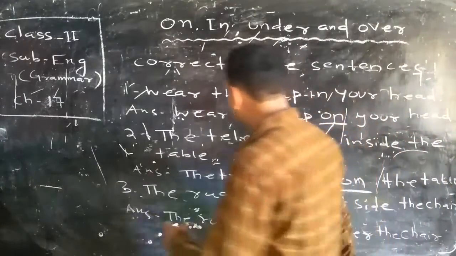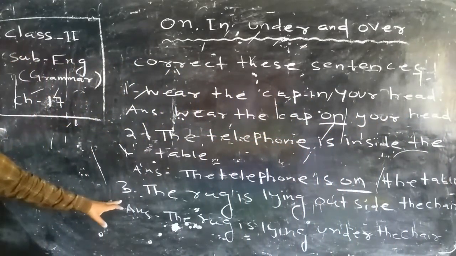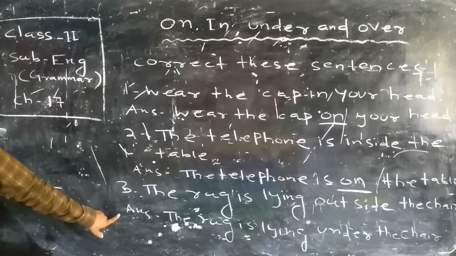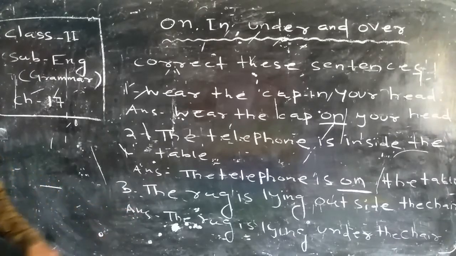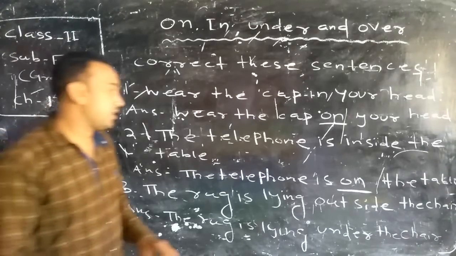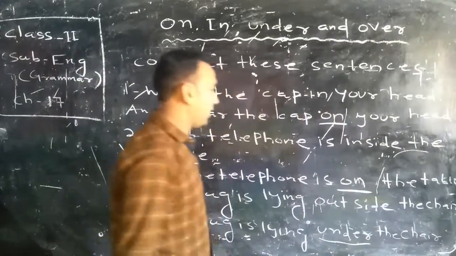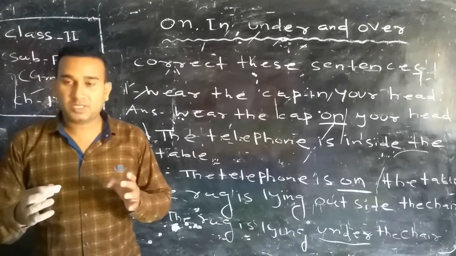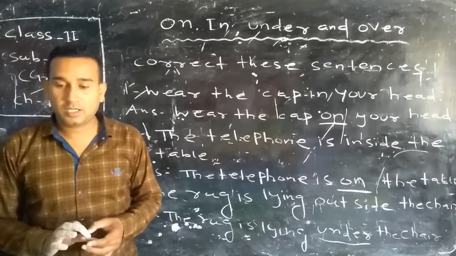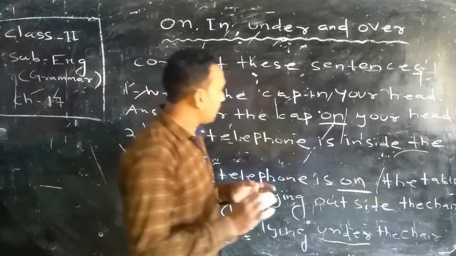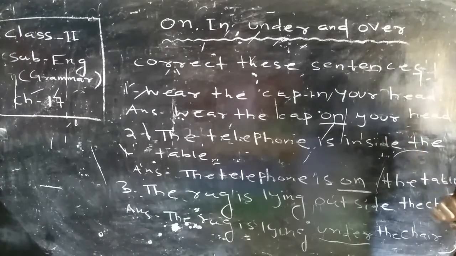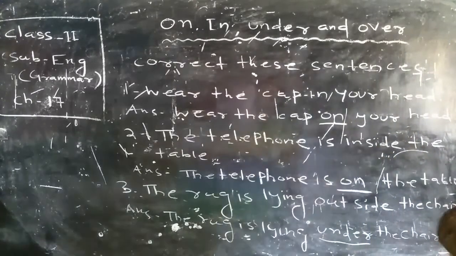Then third number: the dog is lying outside the chair, okay. This one is wrong, so you have to convert it to the right answer. The dog is lying under the chair, we have to use it here, under the chair. So dear students, the rest you have to do yourself. Here the total number is 10. So we do numbers 1, 2 and 3 on the blackboard, then you have to do the rest yourself.